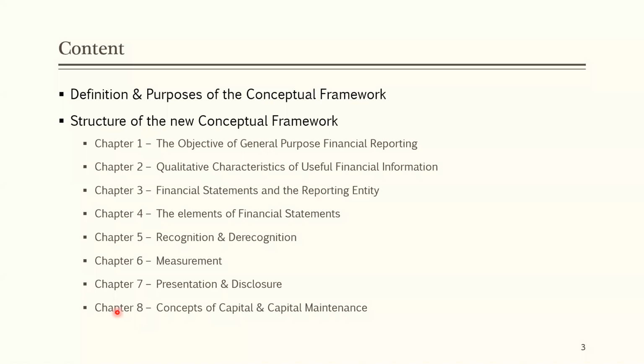In the new one, right, we can see there are 8 chapters, right?